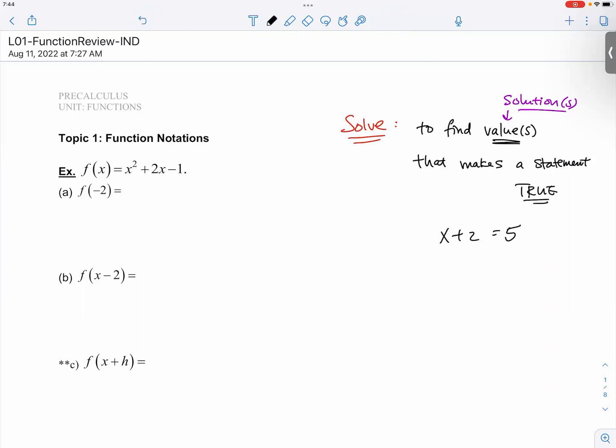Okay. All right. So let's go to this part right here, function notation.